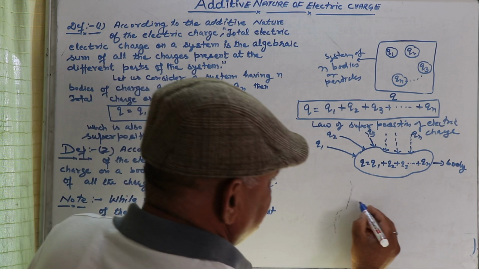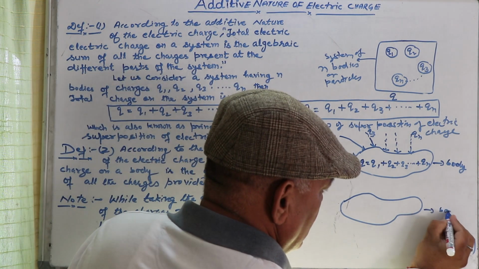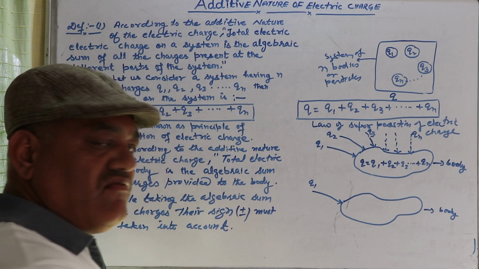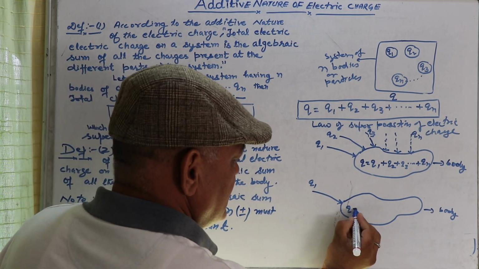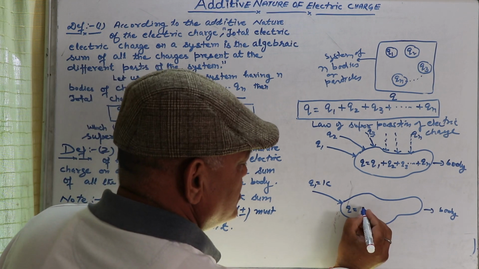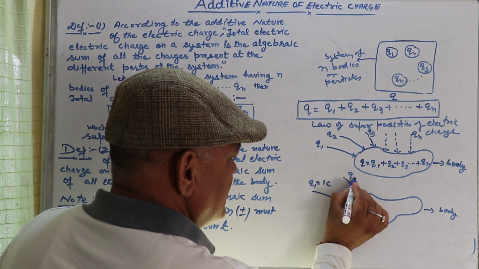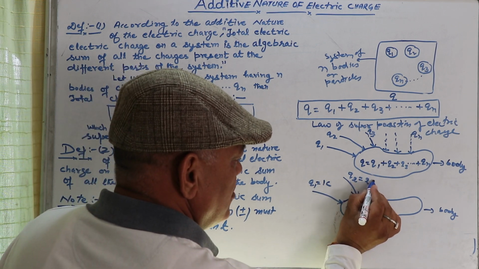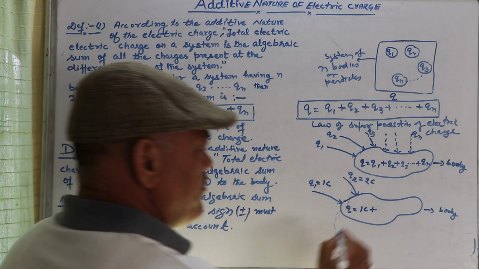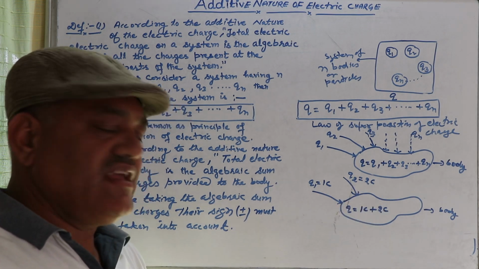Now, again, let us consider a second example, a body, and let us give it charge Q1 from outside, then the total charge is Q, and let this charge Q1 be equal to 1 coulomb. Then the total charge on the body Q is equal to 1 coulomb. And we give again Q2 charge to this body and let it be 2 coulomb. Then the total charge on the body is 1 coulomb plus 2 coulomb, that is 3 coulomb.